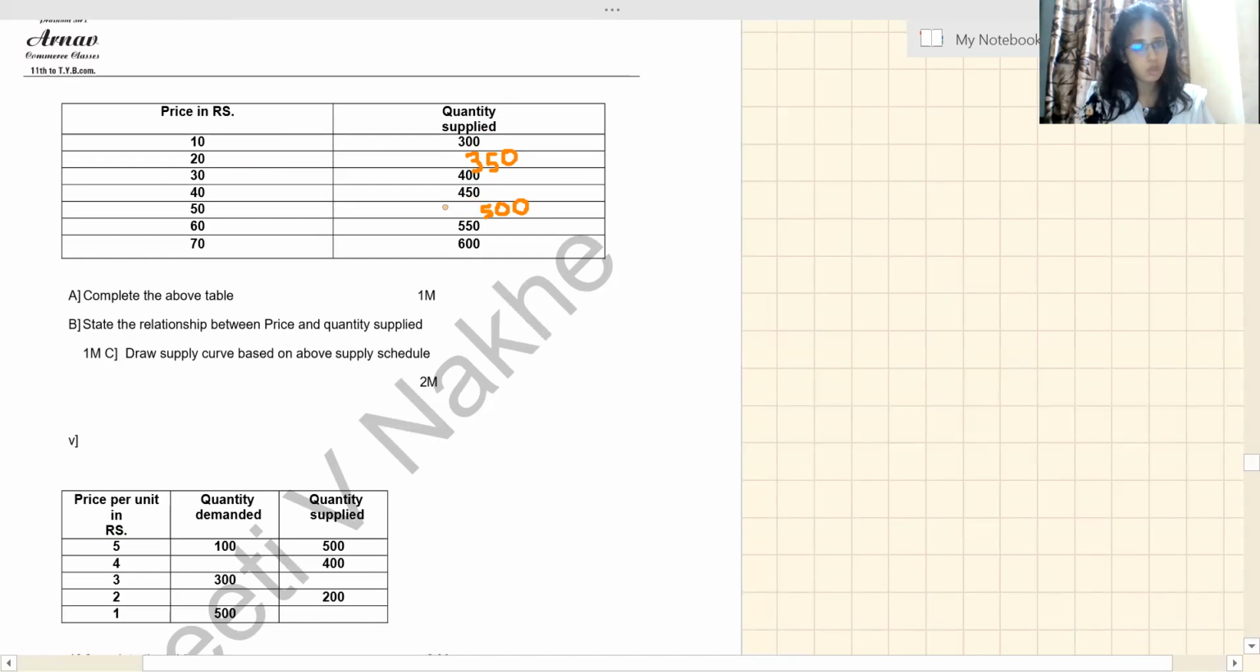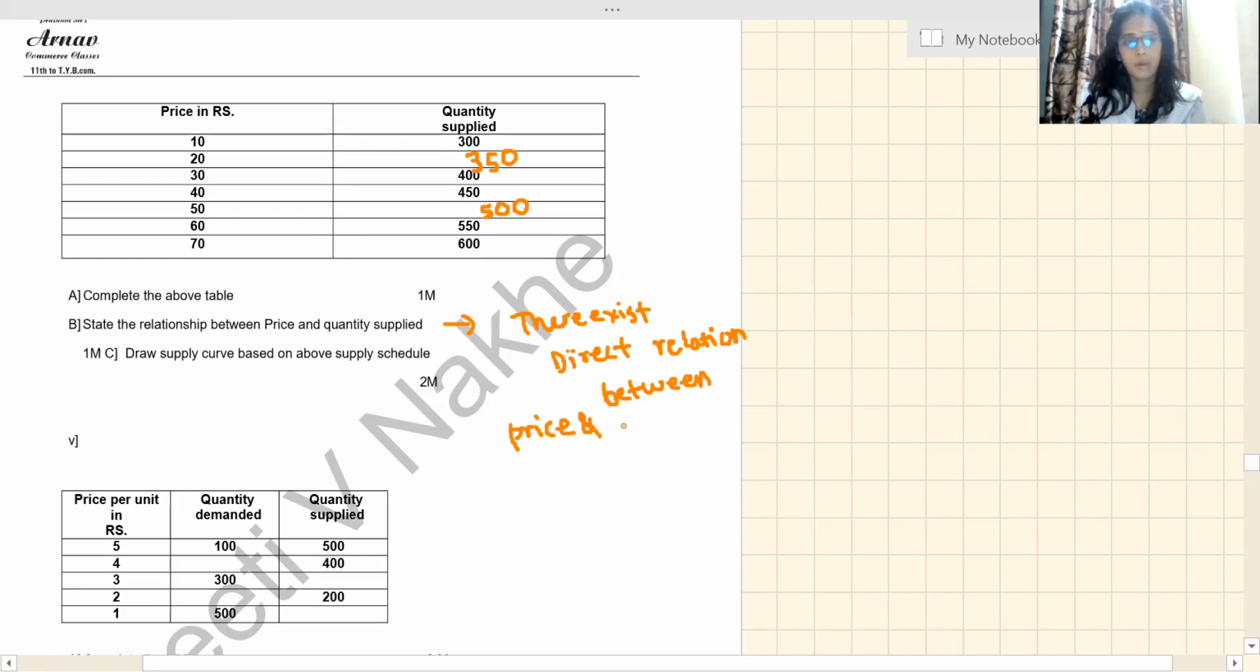Then state the relationship between price and quantity supplied, and the way to draw the diagram also. So you are going to write, there exists a direct relation. See, it is the supply. They are saying direct relationship. There exists a direct relation between price, and don't write quantity demanded, because I know you people have the habit of writing price and quantity demanded every time. It is price and quantity supplied.